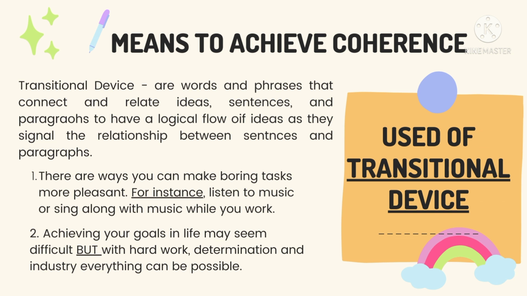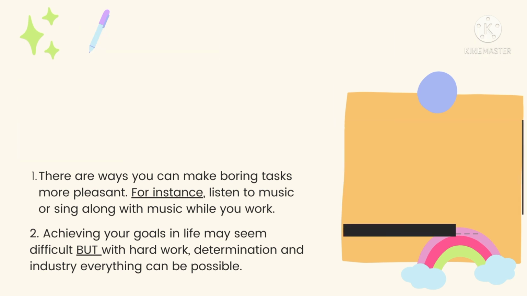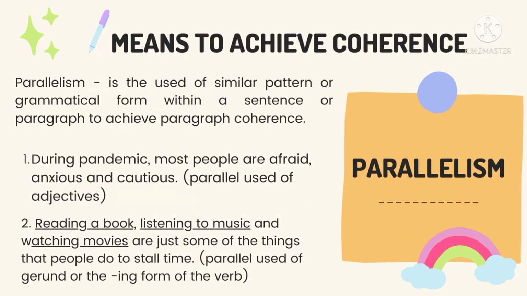The next way to achieve a coherent paragraph is by using parallel structure or parallelism. Parallelism is the use of similar pattern or grammatical form within a sentence or paragraph to achieve paragraph coherence. To understand it better, let's use an example.